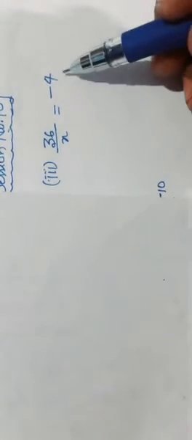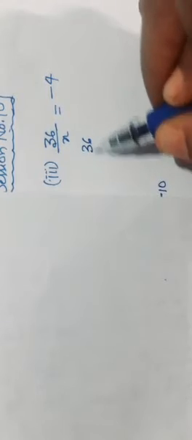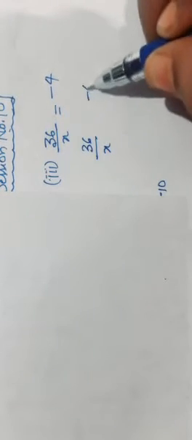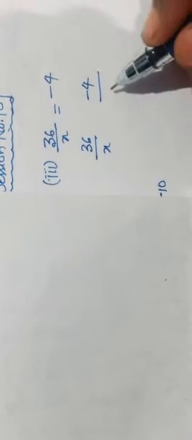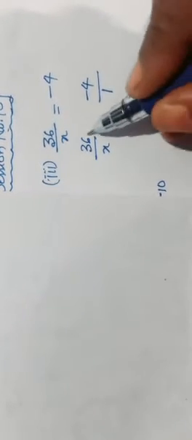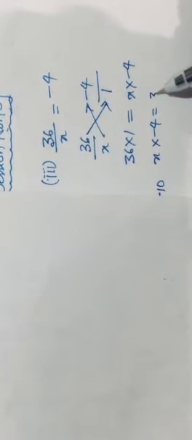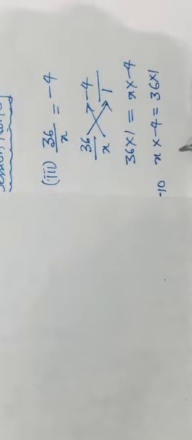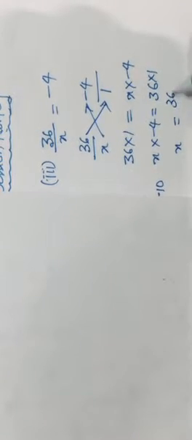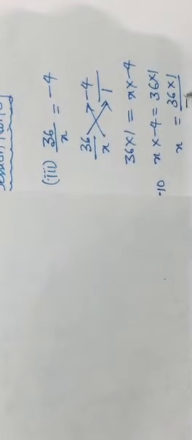Children, next one is 36 by x is equal to minus 4. Here we have to cross multiply to find the value of x. Minus 4 is nothing but minus 4 by 1. Here let us cross multiply. First 36 into 1 must be equal to x into minus 4. X into minus 4 on the left hand side, 36 into 1 on the right hand side. X is equal to 36 into 1 divided by minus 4.